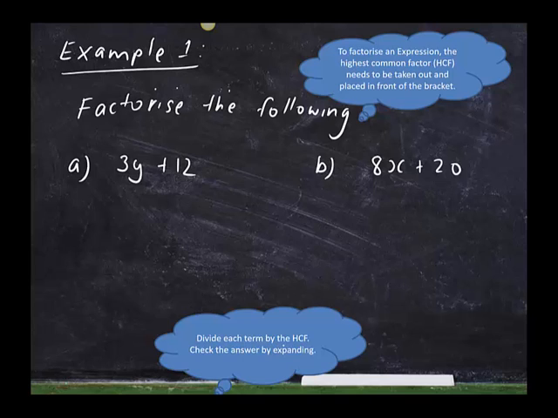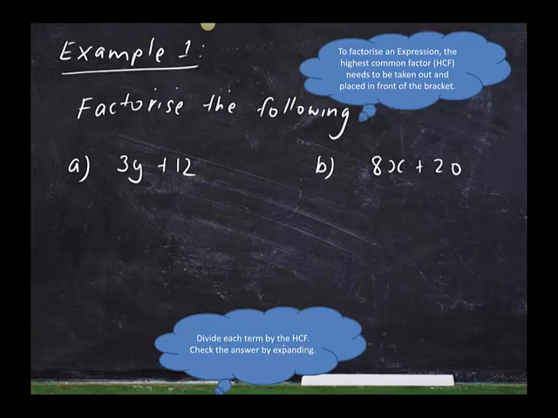To factorise, we need to take the highest common factor out of all terms. You divide each term by the highest common factor. You put that out the front of your bracket. And then you can check your answer by expanding.